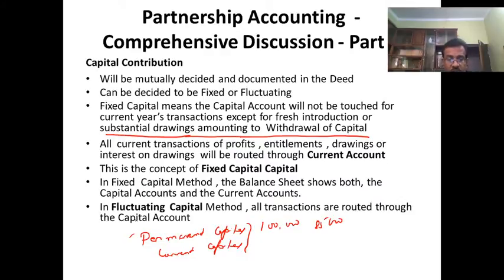So, this is a situation of the fixed capital method. The capital account remains fixed. All the current year's transactions for drawings or interest on drawings or interest on capital or salaries or commission, then profits or losses, whatever, will be routed through the current account. So, fixed capital means the capital account is not touched. All the current year's transactions are routed through the current account. But in the fluctuating capital method, everything will be routed through the capital account.